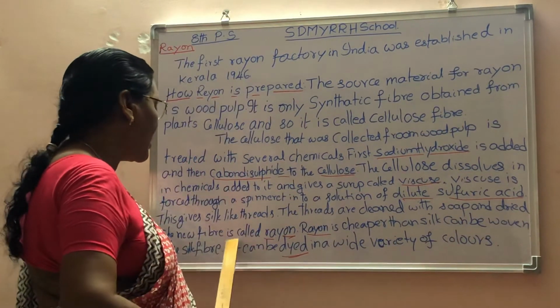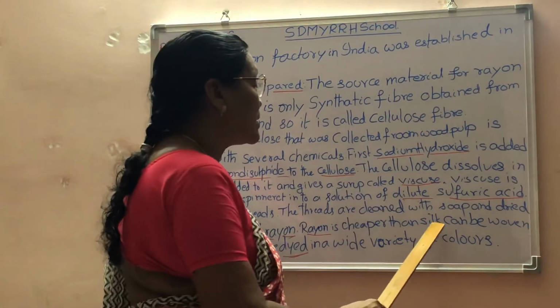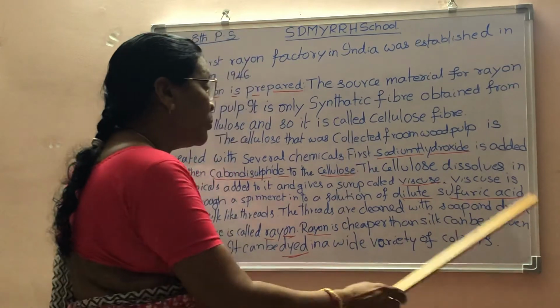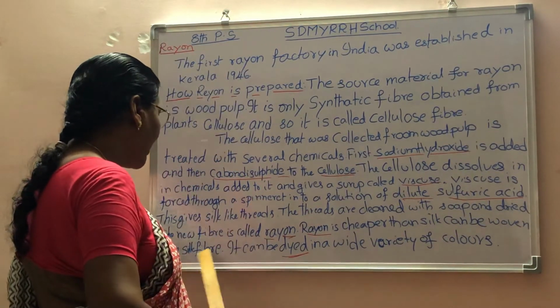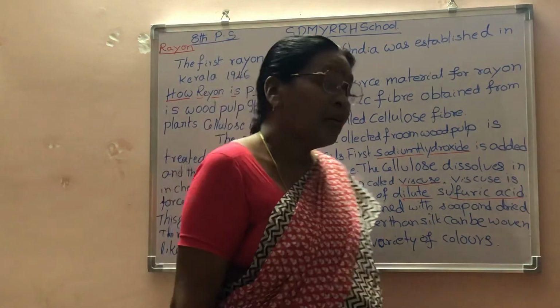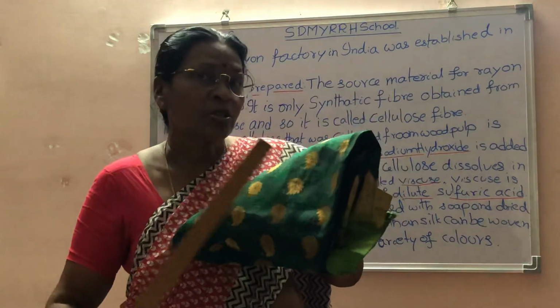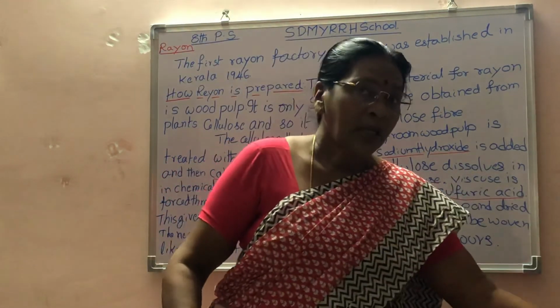The new fiber is called rayon. Rayon is cheaper than silk. It can be woven like silk fiber. It can be dyed in a wide variety of colors. This is a dark green color like this. So many colors are dyed to the fiber.